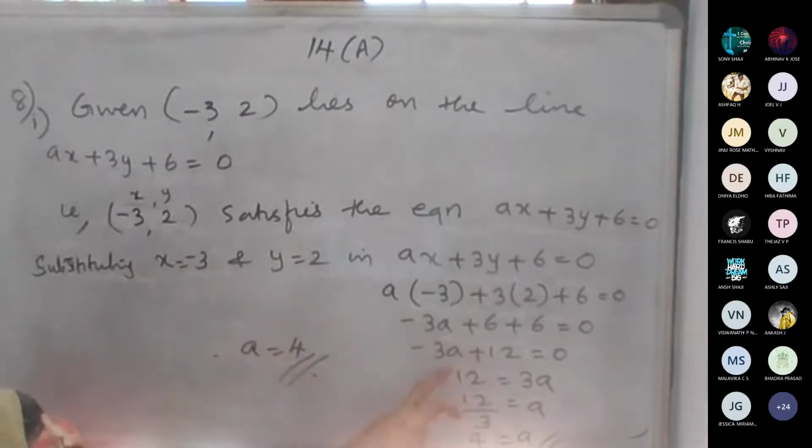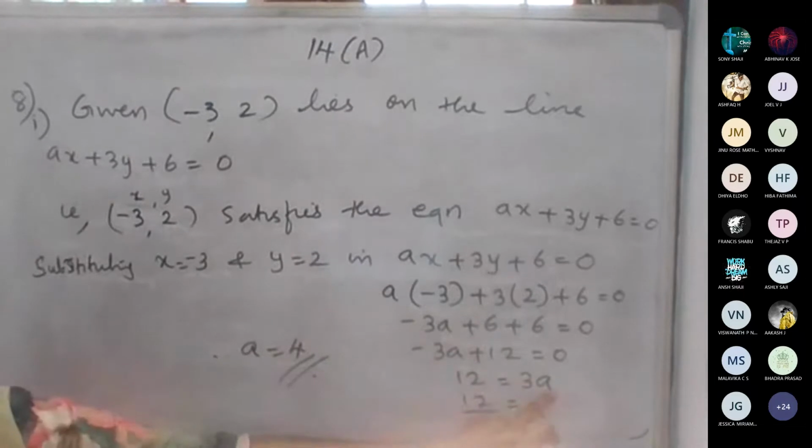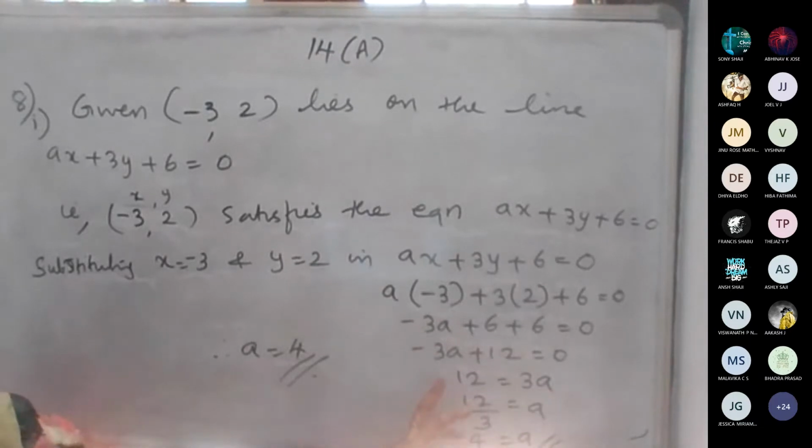Make it as a practice: negative 3a, take it to the right side. It is useful for the linear equations chapter, semester 1. Don't keep negative 3a on the left side itself, take it to the right side, then only it will be clear. Make it as a practice for linear inequations. So A is equal to 4.